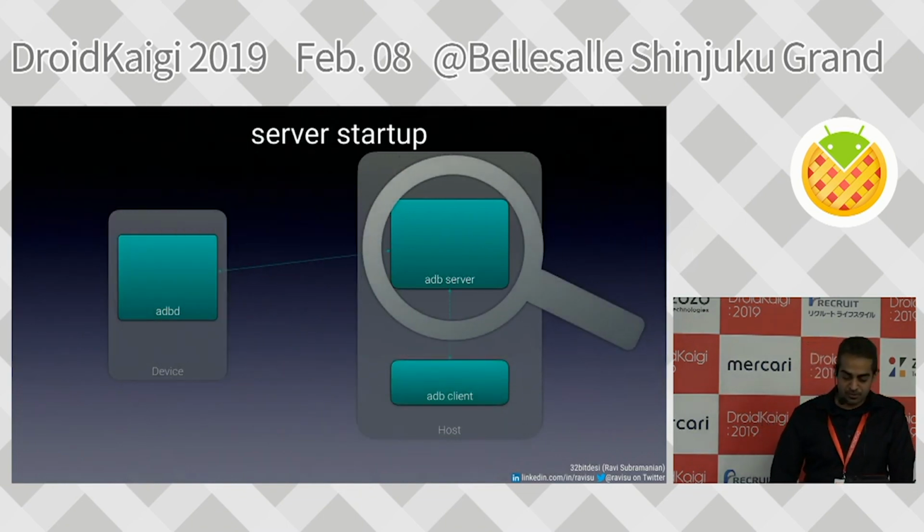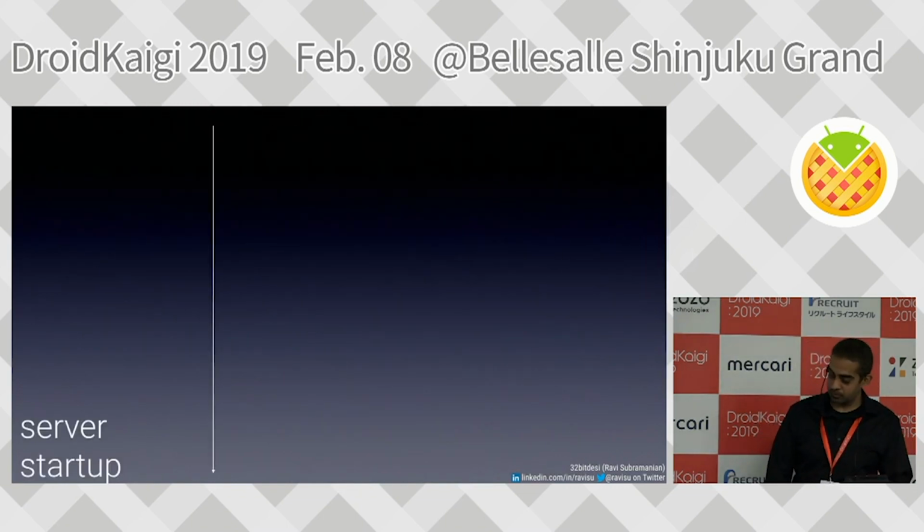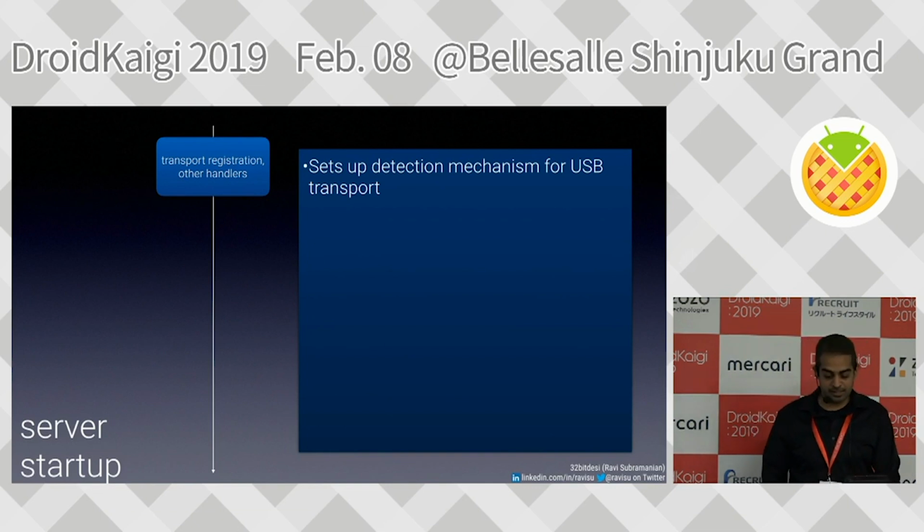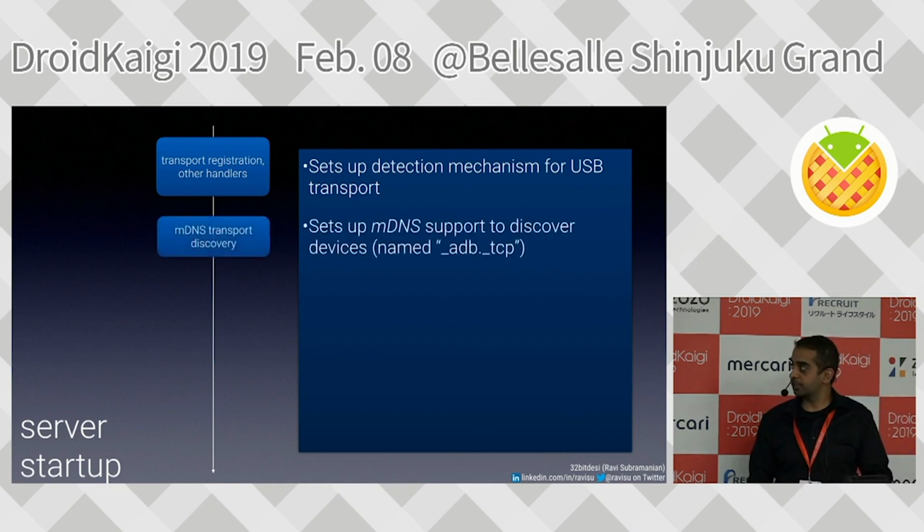All right, let's dive into the server startup now. So the server, as I mentioned previously, is started by the client. First thing it does, it sets up a detection mechanism for devices that come online. If you recall, the server is kind of like the mediator between the client and the daemon. So the server needs to listen for devices that come online, for example, when you plug in. So it sets up some stuff to detect devices like that.